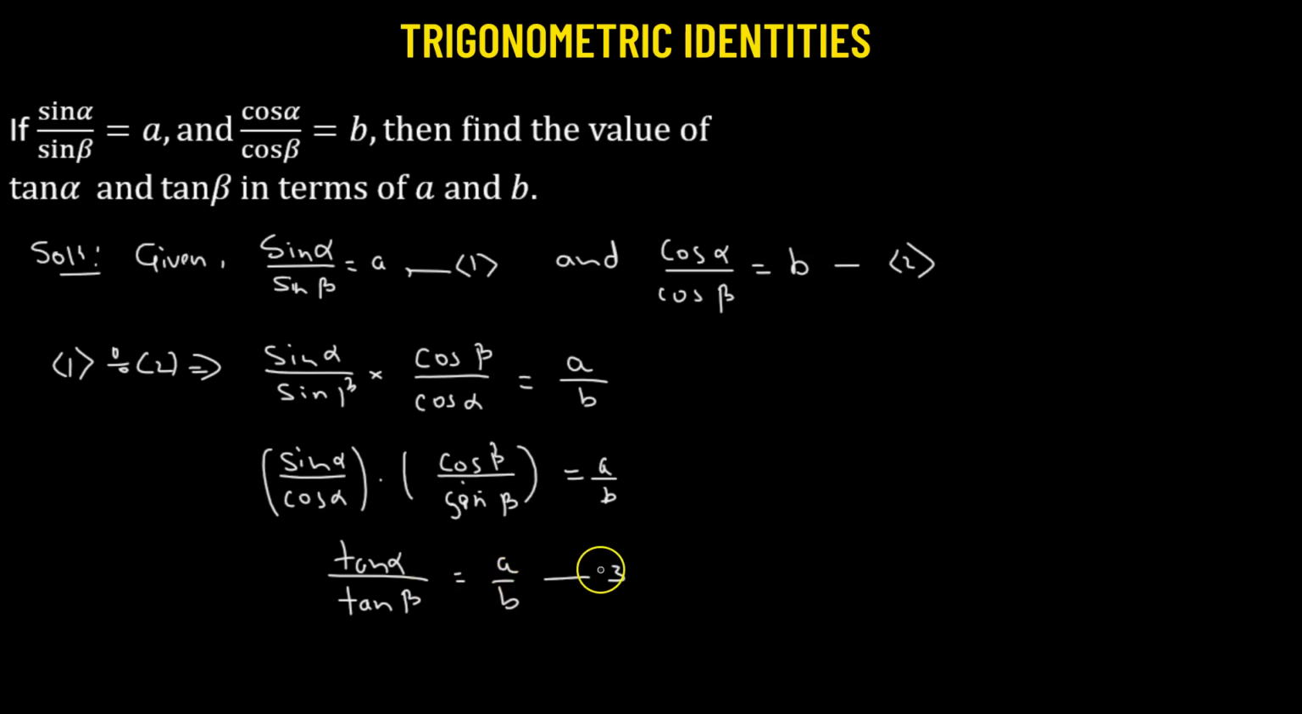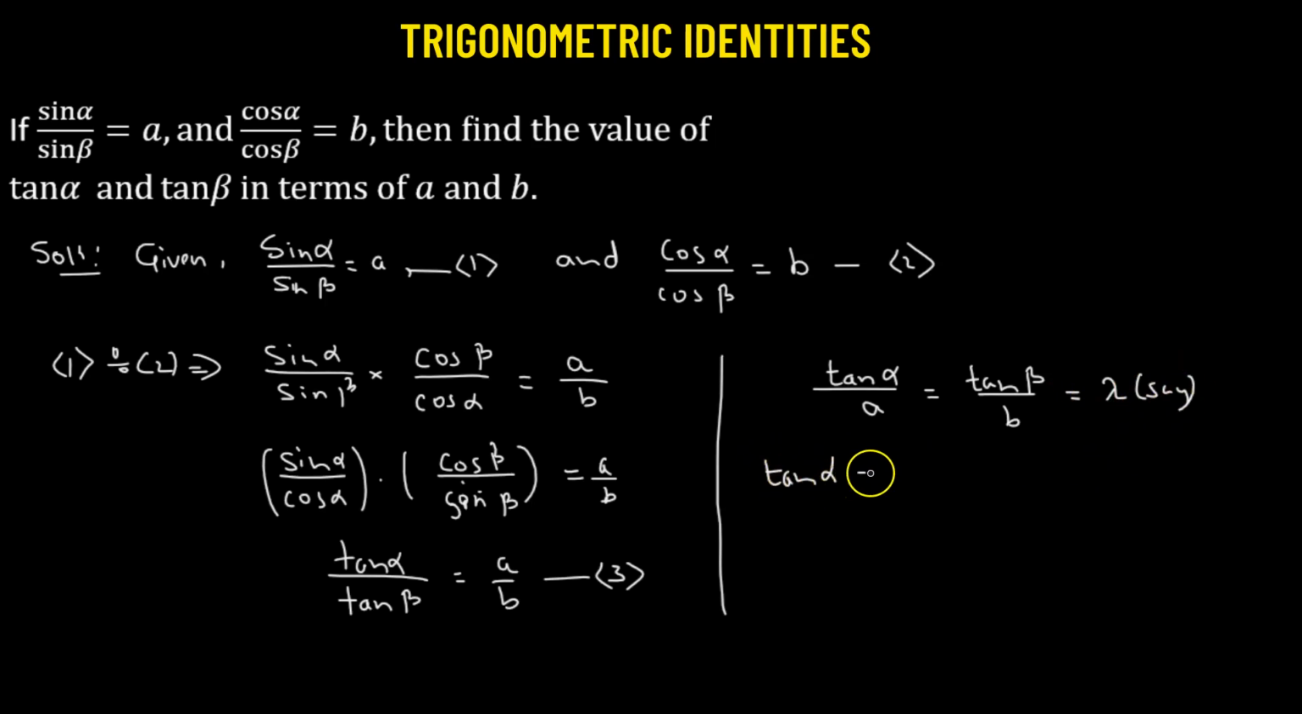Let's label this as equation number 3. However, what we'll do is rewrite this ratio. This ratio can also be written as tangent of alpha over A equals tangent of beta over B. Let's say this is equal to some constant lambda. That means tangent of alpha will be equal to lambda times A, and tangent of beta equals lambda times B. So if we can find the value of lambda, we can easily obtain the value of tangent of alpha and tangent of beta. Our next task will be to find the value of lambda.